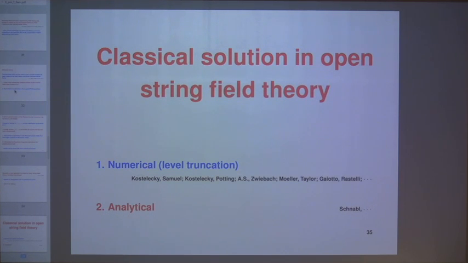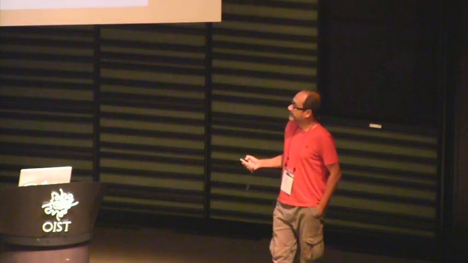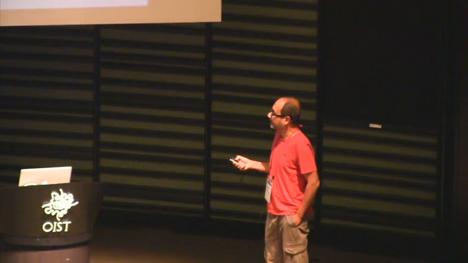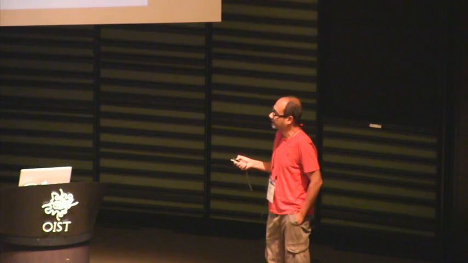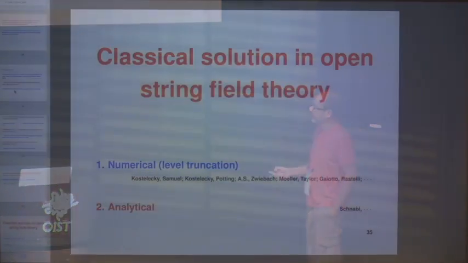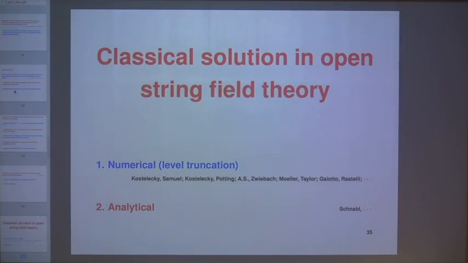With this, now I turn to the second topic, and that's classical solutions in open string field theory. This, as I said, is one of the applications where string field theory has been somewhat successful. The classical solutions are constructed by two different methods. One is numerical, or what is also sometimes called level truncation, and the other one is analytical. There are various people involved in this, and I'll mention some of the names as I go along.